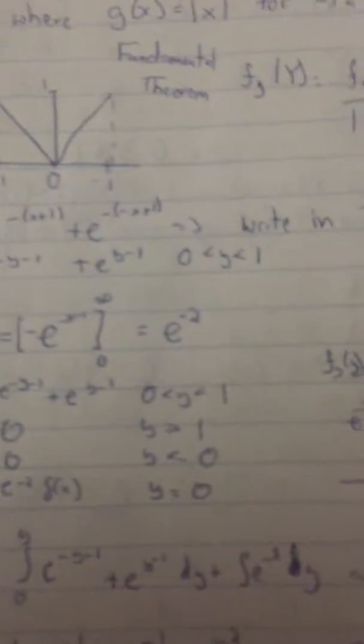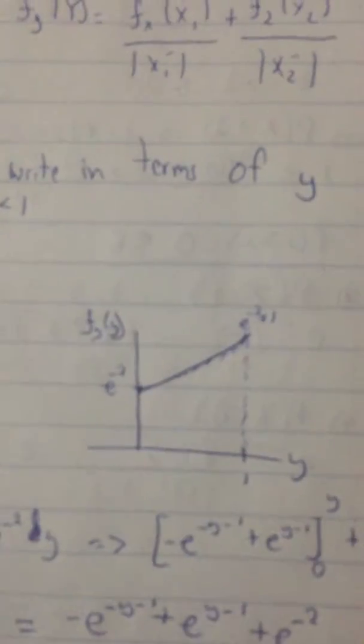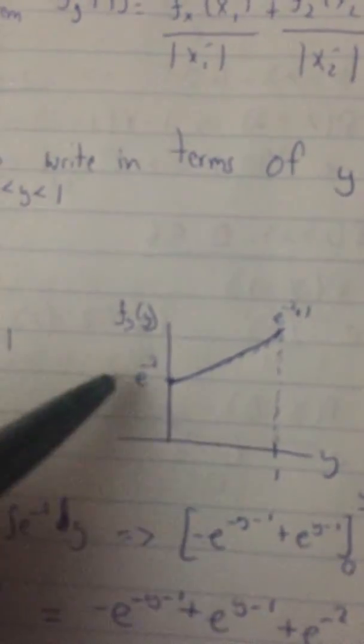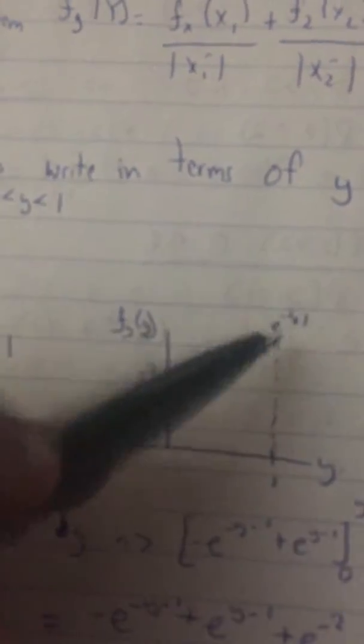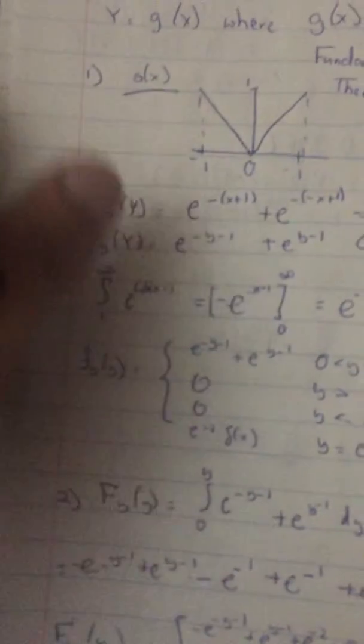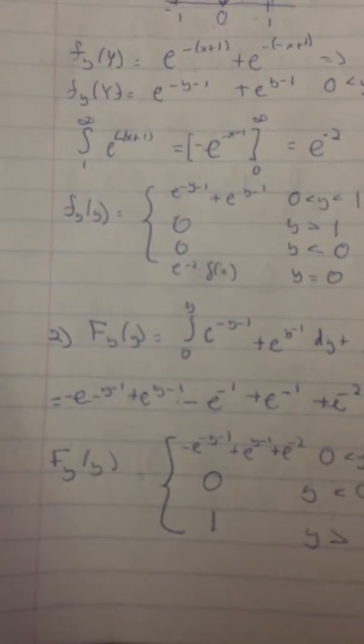So graphing that will be pretty simple. This will be the graph for it. Right here, you see a little increase over there, starting at e to the negative 2. And this will be f of y. Alright, so part 2 is asking us to draw big F of y.